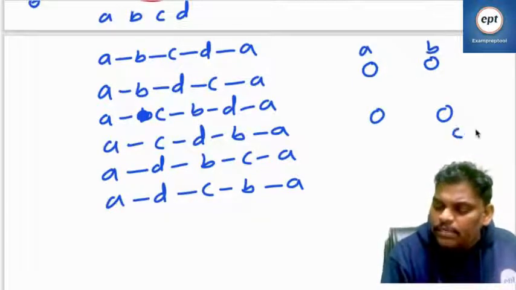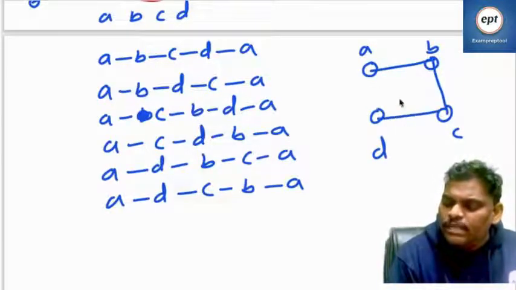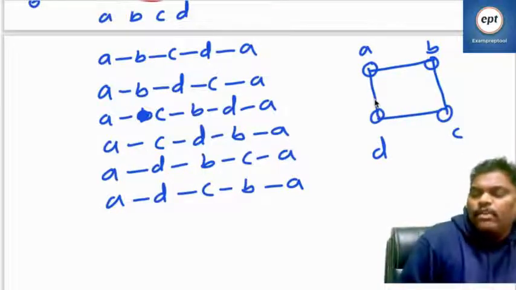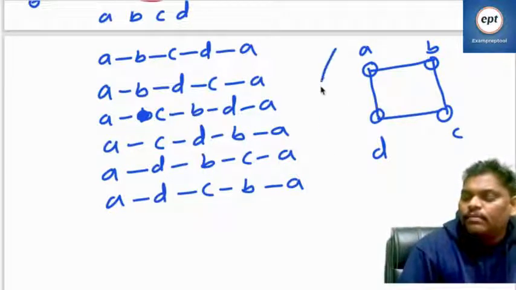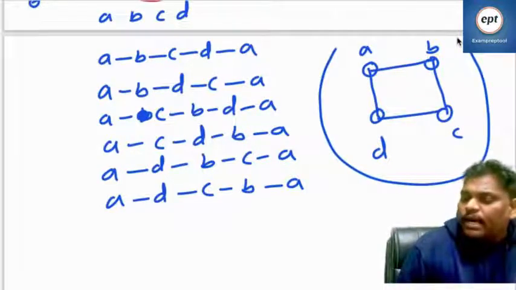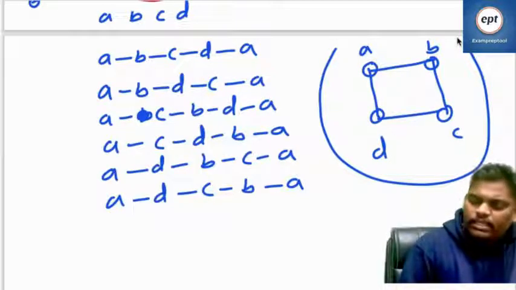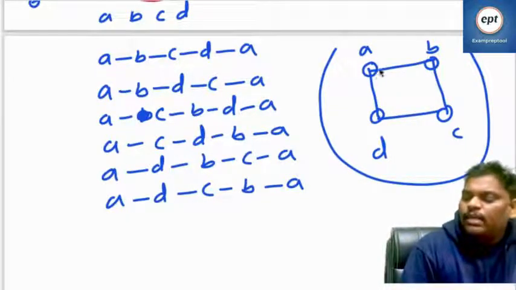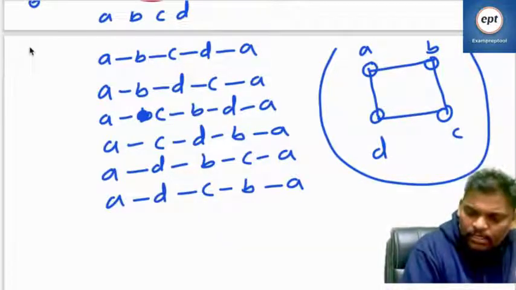A, B, C, D. Remember, from which vertex you start, it doesn't matter. It is one cycle. Whether you start from A or from B, it doesn't matter. Starting from A, B or C, it is one cycle only. So I started with A only because finally it's one cycle only.